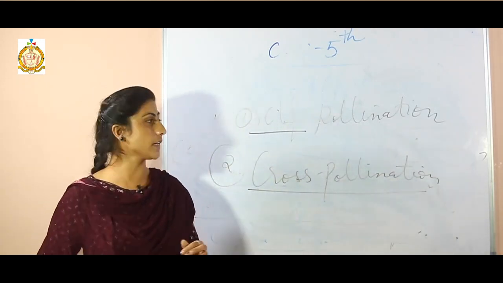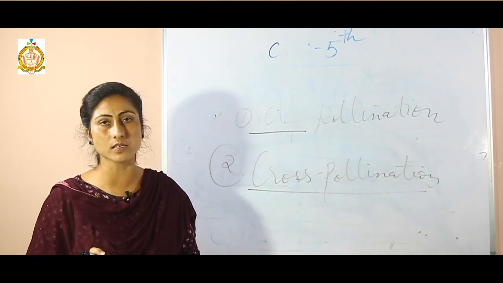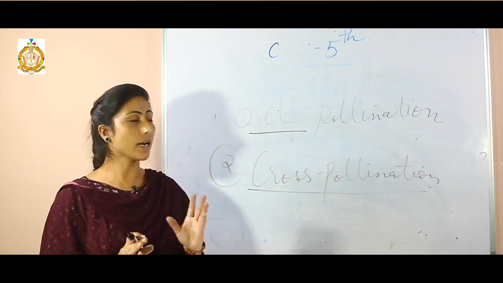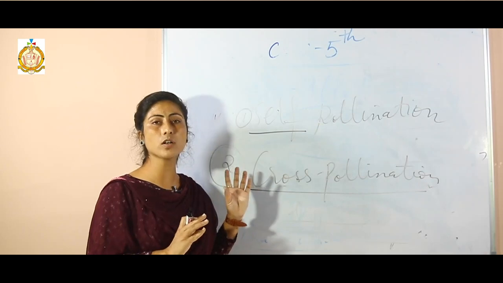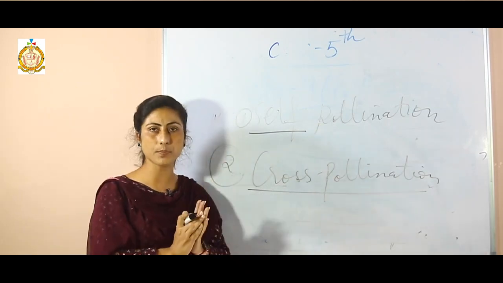Next topic is need for pollination. Students, pollination is mutually beneficial to plants and to pollinators. Pollination results in the production of seeds, and it is also essential for plants to reproduce. So students, this is all about your chapter.